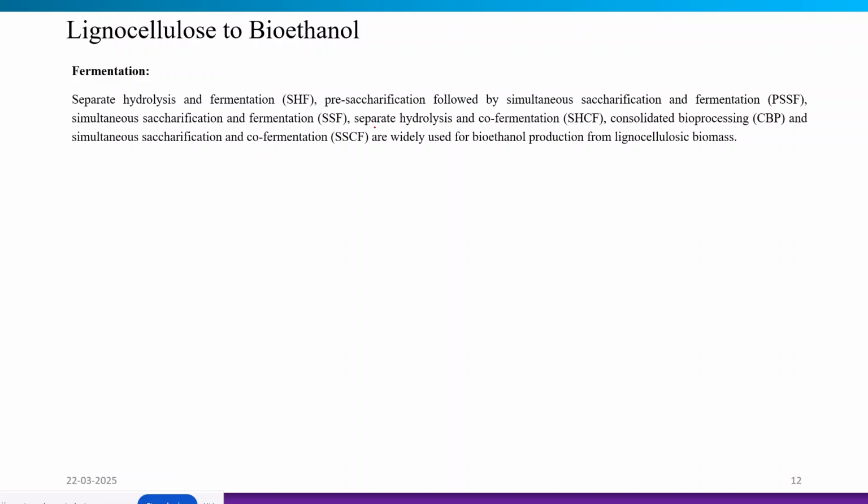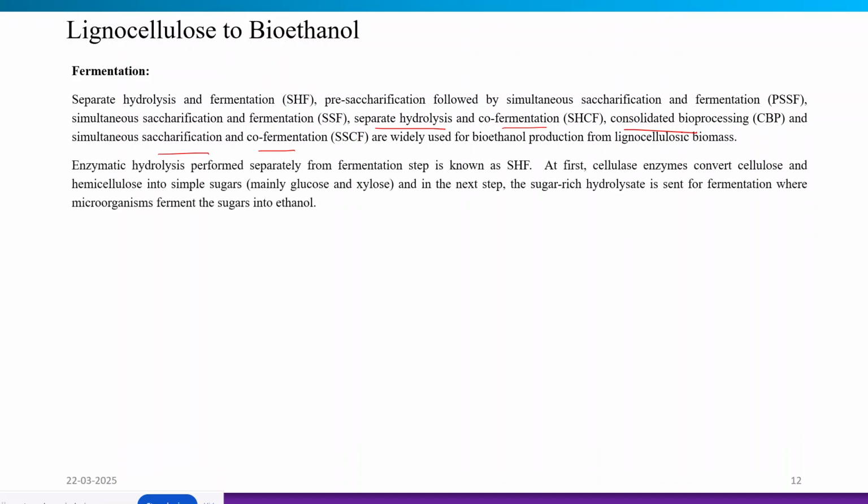This includes separate hydrolysis and co-fermentation, consolidated bioprocessing, or simultaneous saccharification and co-fermentation. These are widely used fermentation methods for bioethanol production from lignocellulosic biomass. Coming to the first process, separate hydrolysis and fermentation, the enzymatic hydrolysis is performed separately from the fermentation.